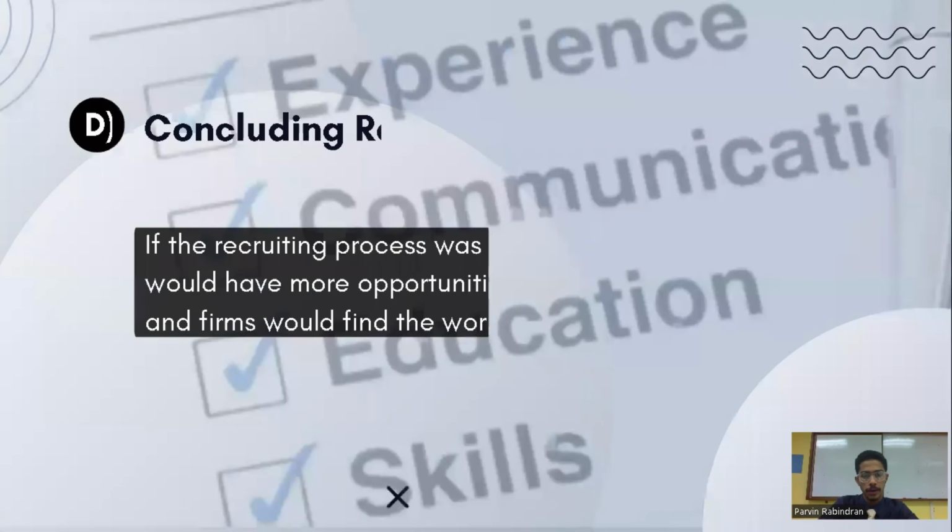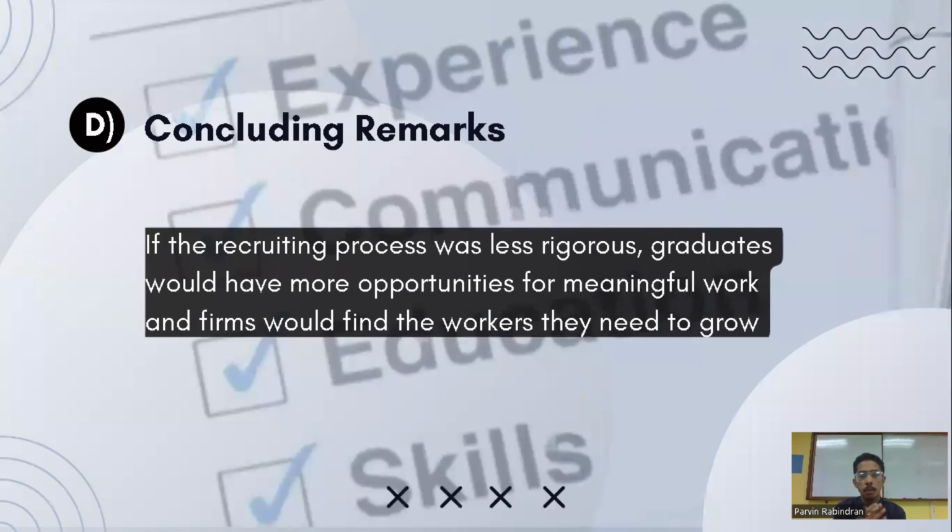So what is a conclusion remark? A conclusion remark is a small conclusion of that particular paragraph, which indicates emphasis on the point and shows a transition to the next idea. So the conclusion sentence of this report sounds like: Graduates would have more options for finding meaningful work if the recruiting process was less rigid, and employers would have an easier time finding the employees they need to expand and thrive. So that is how I end the first point in my report.